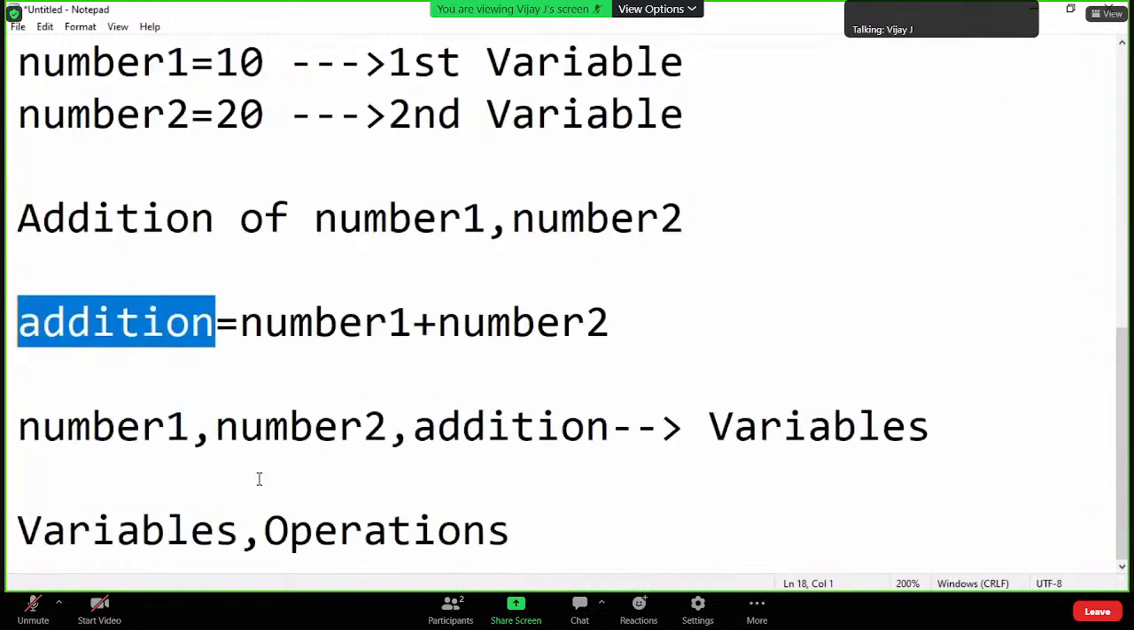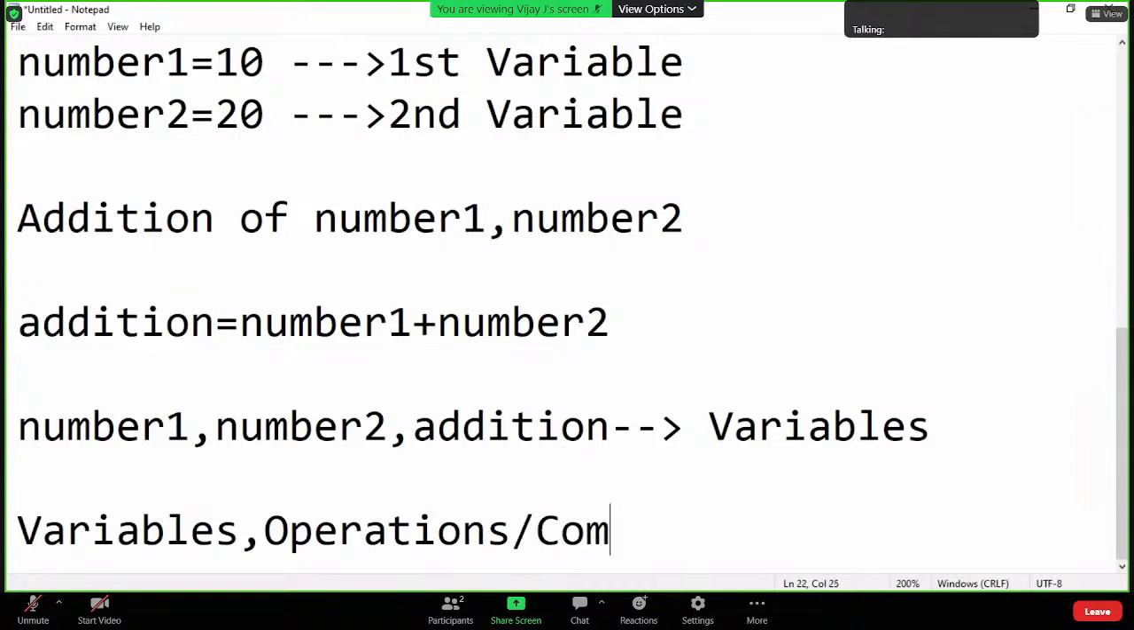Clear? Okay, apart from variables, we are performing some computations. Computations are also called operations. But at the end point, who is performing these computations? It is done by your computer.